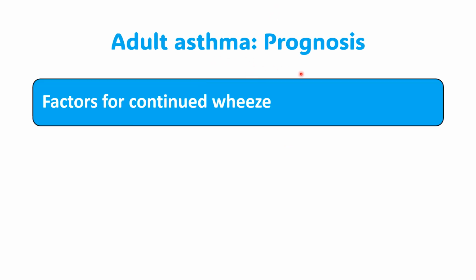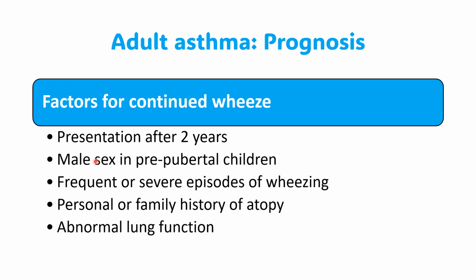So let's talk about the prognosis of asthma. We have some factors here for continued wheeze: if patients present after the age of 2 years, if pre-puberty they're of male sex, if they have frequent or severe episodes of wheezing, personal or family history of atopy, so allergies, and if they have ongoing abnormal lung function.